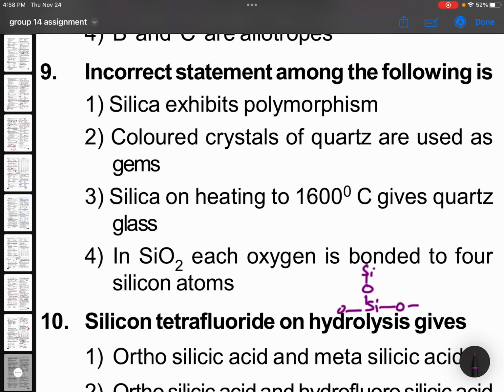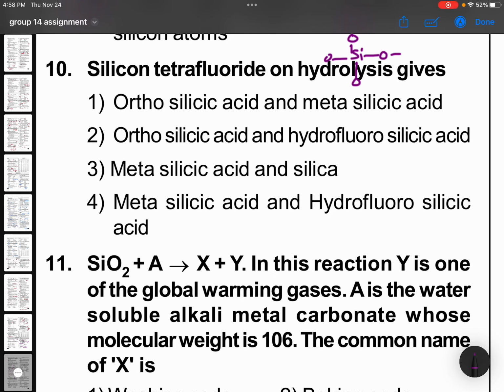Silicon tetrafluoride on hydrolysis: SiF4. Okay, now SiF4 will give you Si(OH)4, but this finally gives H2SiF6, hydrofluorosilicic acid.